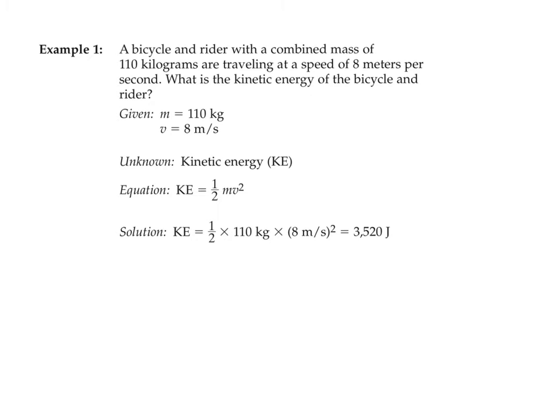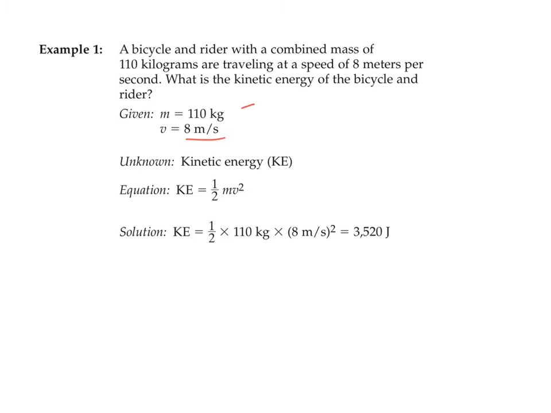So here's another example. A bicycle rider with a combined mass of 110 kilograms is traveling at a speed of 8 meters per second. What is the kinetic energy of the bicycle? Okay, so we know we have our given information here of 110 kilograms and 8 meters per second. So we don't know the kinetic energy, and that's what we're trying to find.